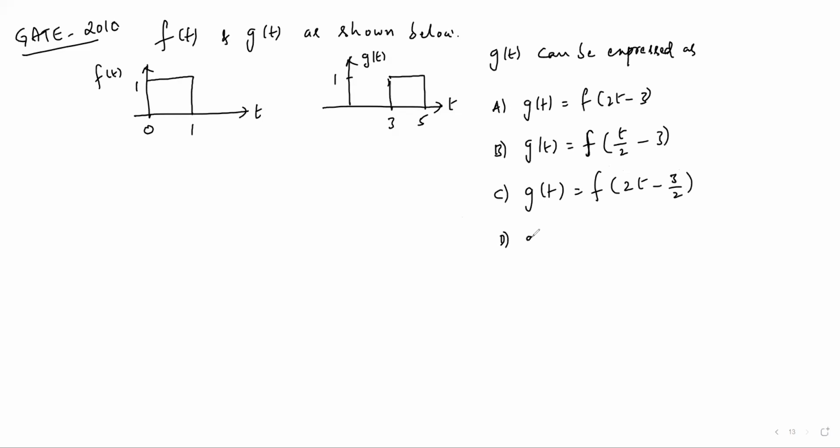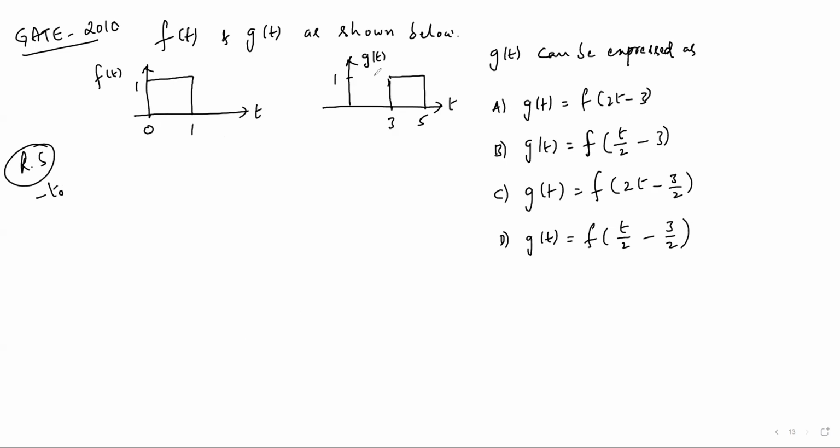Option D, g of t is equal to f of t by 2 minus 3 by 2. So these are the options given. G of t in terms of f of t he has asked. If you observe, g of t is right shifted when compared to f of t. So there is a shifting operation, that is right shifting kind. Right shifting means minus t naught. Of course, he has given all options with minus.